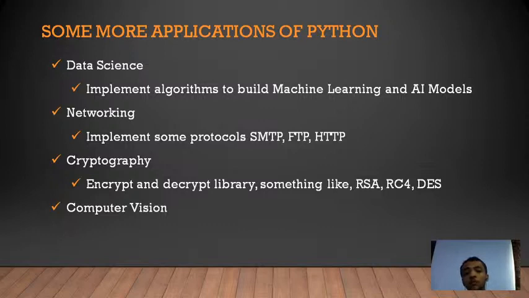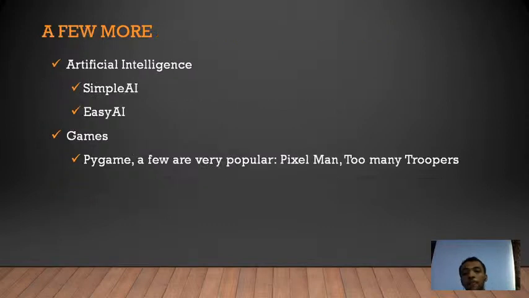By Python we can implement some protocols like SMTP, FTP, HTTP, etc. We can encrypt and decrypt using libraries, with algorithms like RSA, RC4 and DES. We can do cryptography by using Python. There are many libraries available by which we can do cryptography. Computer vision, we can also do this. We can do image processing also with Python.